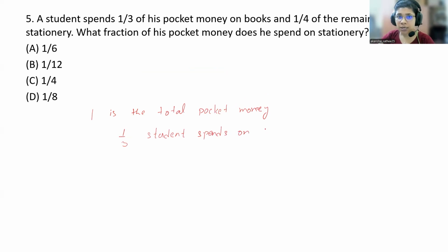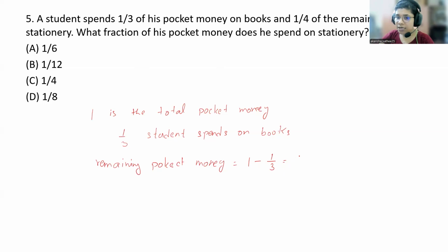The student spends on books and one fourth of the remainder. So one third he has spent on books. What is the remaining one? Remaining pocket money is equal to 1 minus 1 by 3. And how will you compute this subtraction? Common denominator. That is the rule.